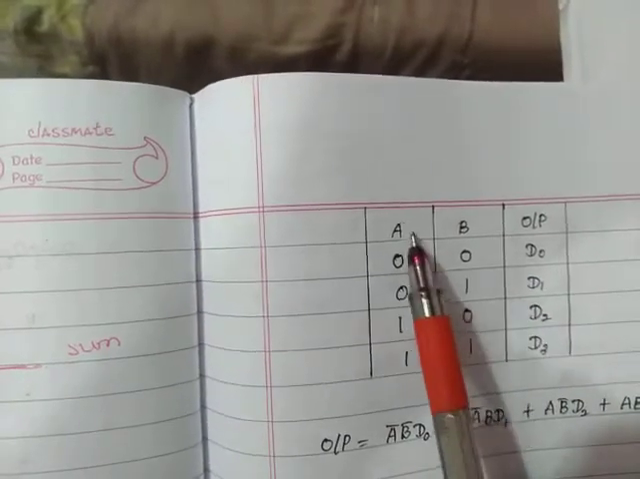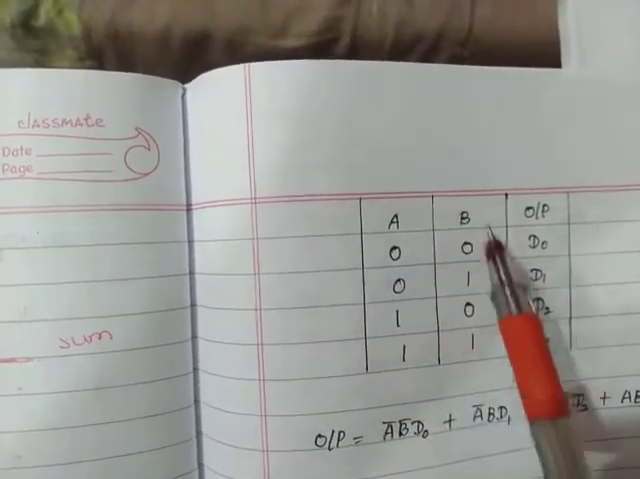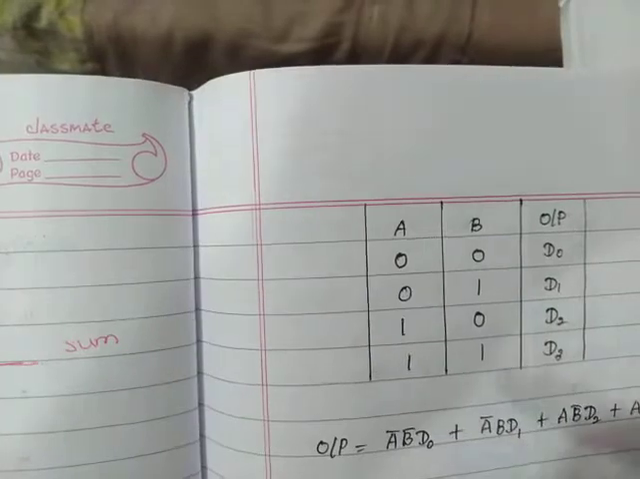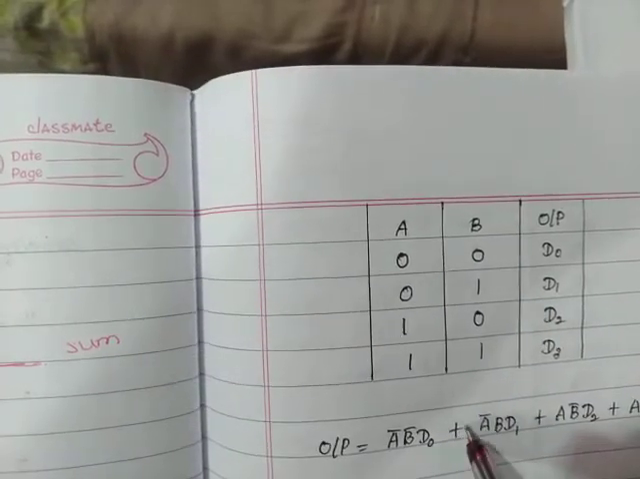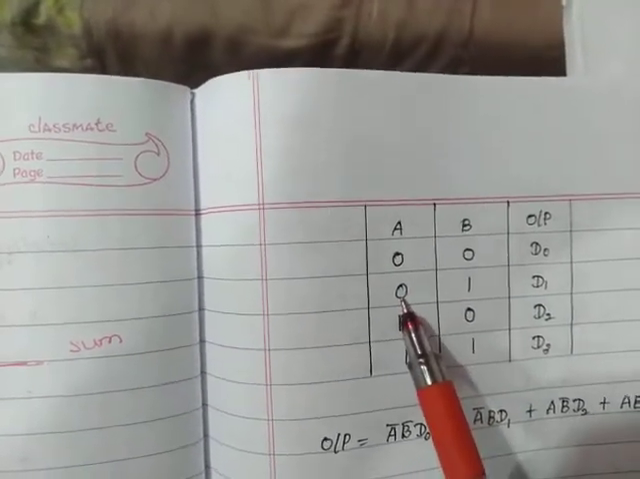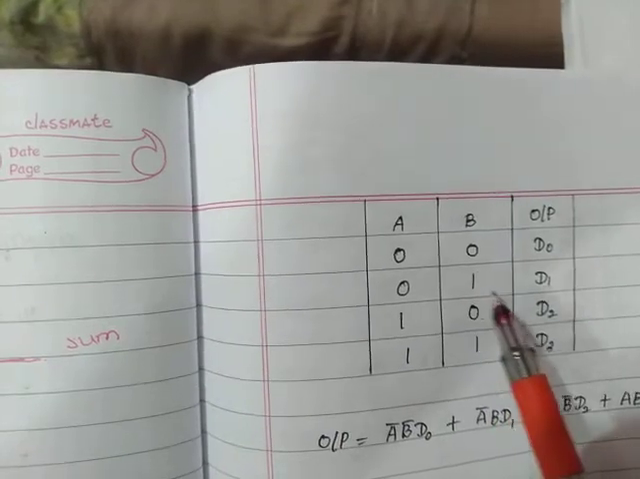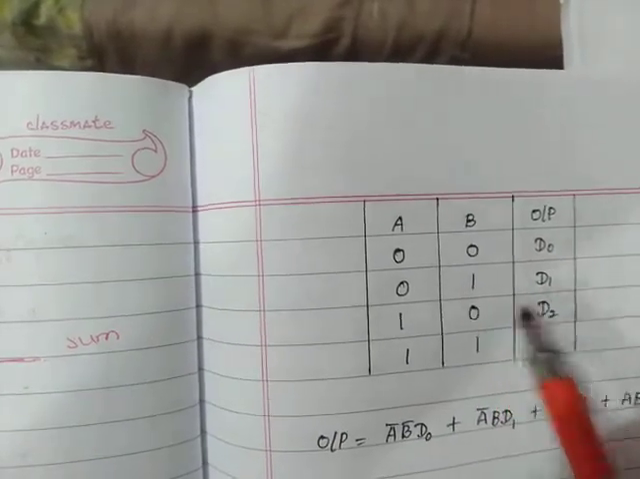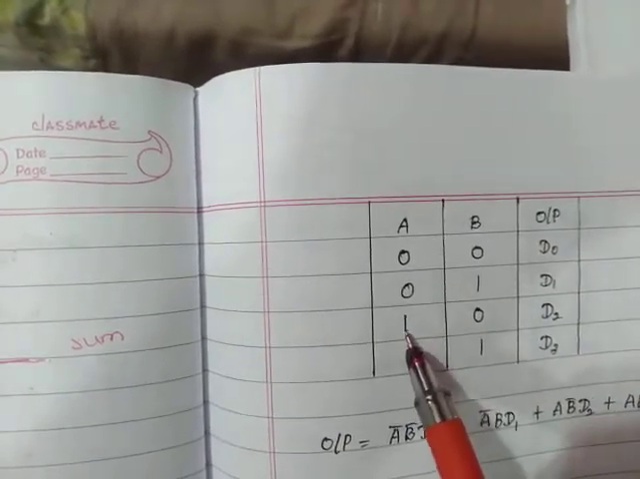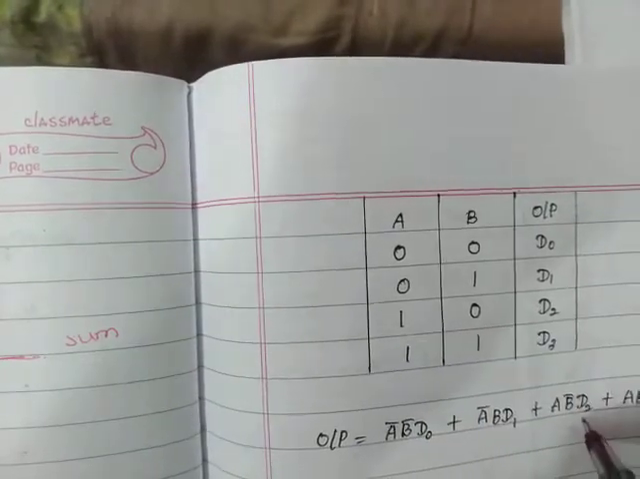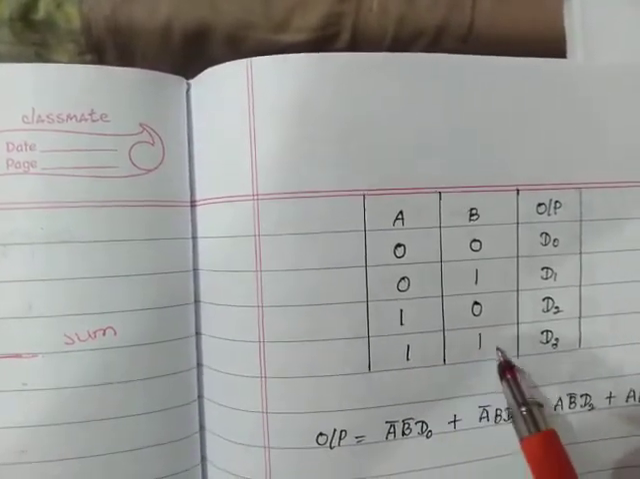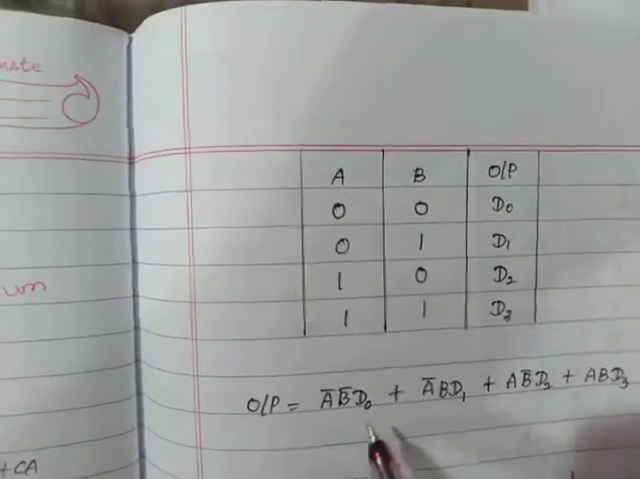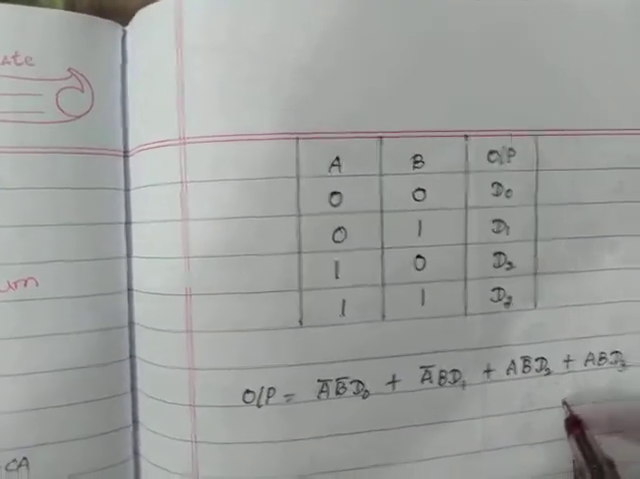This 0 0 is nothing but A bar, B bar. That's why A bar, B bar, D0, plus again this will be A bar, B, D1. Similarly this one is A, B bar, D2, plus A, B, D3. Okay, this is the overall output. And coming to the next one, the logical diagram.